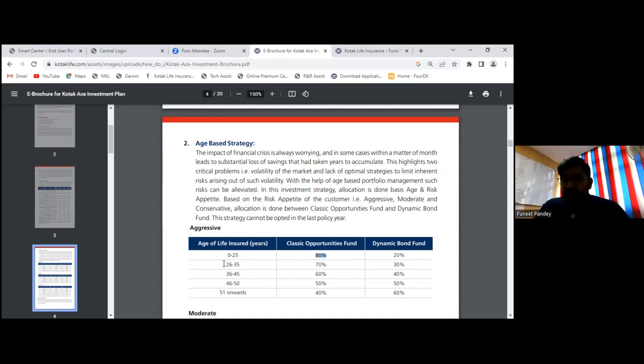And if the age is between 26 to 35, because this is the age when we can take the risk, it will be 70 and 30. If it is between 36 to 45, it will be 60 and 40. If it is 46 to 50, it is 50-50. If it is 51 and onward, it is 40-60. Fine. So this is up to you. At the time of taking the policy, you have an option. You can go for self-managed strategy or age-based strategy.